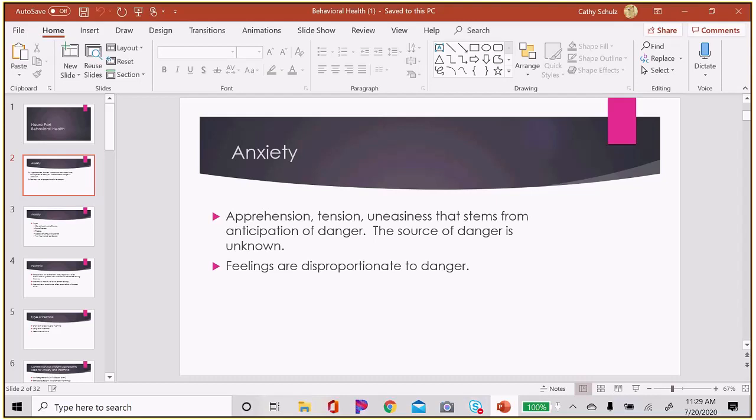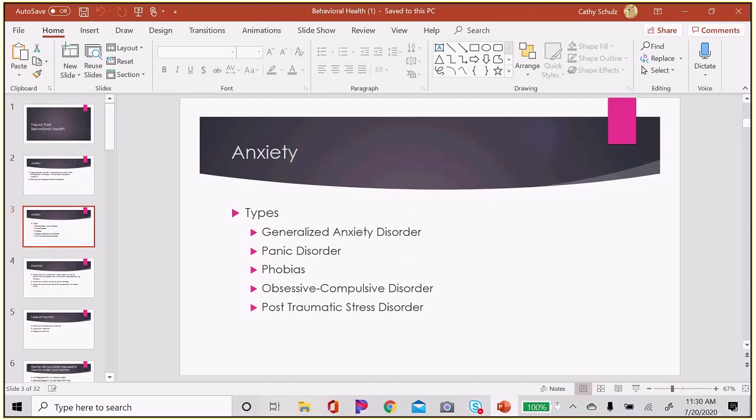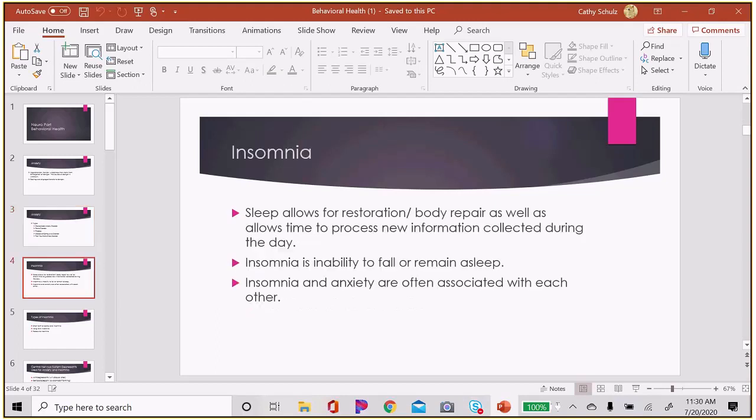And some people with anxiety can also have intermittent panic attacks where they feel chest pain, shortness of breath, elevated respiratory rate, and they can't even really tell you why they have that feeling. They just get it. There are many types of anxiety disorders. Generalized anxiety disorder is what we're talking about when we're talking about the treatments. Most people that experience anxiety will also experience insomnia as part of their symptoms, and so those two things are usually associated.